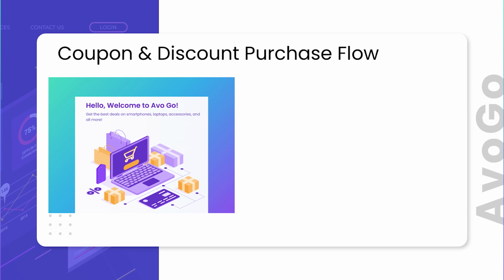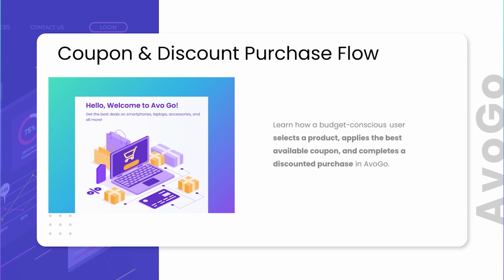This demo details the step-by-step process of a budget-conscious user selecting a product, applying the best available coupon, and completing a discounted purchase in AvoGo.